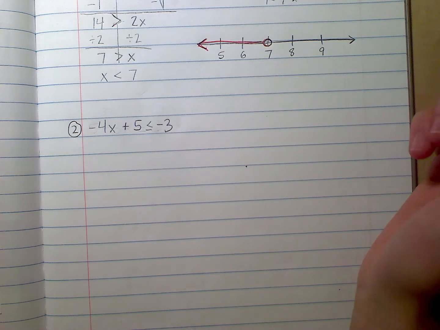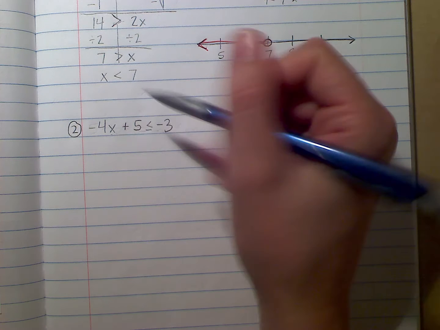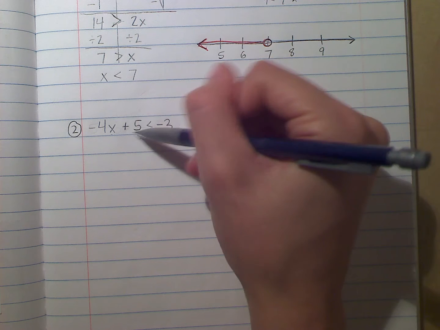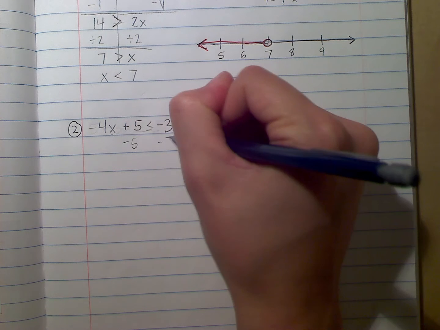All right. How do I solve this? Here's my x. I want x by itself. I have something being multiplied. I have something being added. Let's deal with the addition first, right? I'm going to subtract 5 from both sides.